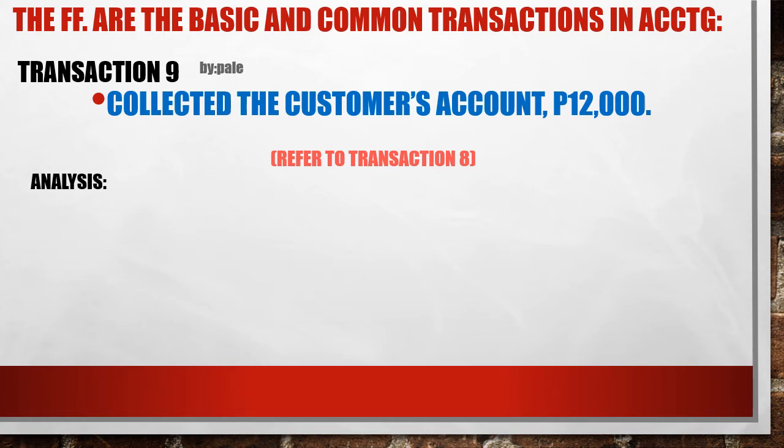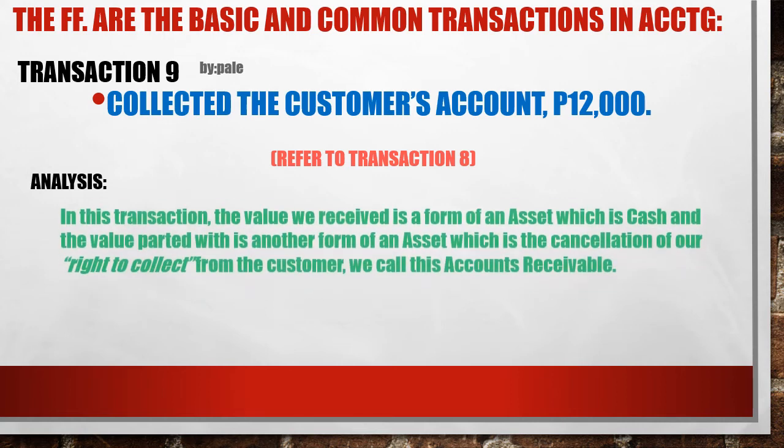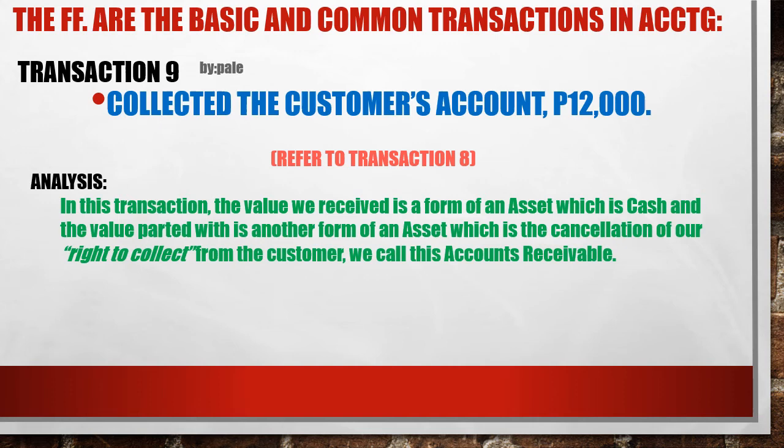Transaction 9. Collected the customer's account. So, this was in relation to the previous transaction. Remember, we rendered services for 12,000, but the customer did not pay. They only made an oral promise to pay. That was our accounts receivable. In this case, they will already pay. So, what did we receive? Cash. They paid us. We received cash. So, what is our credit? We need to close the balance of their accounts receivable. We return their promise to pay. So, credit accounts receivable, 12,000.